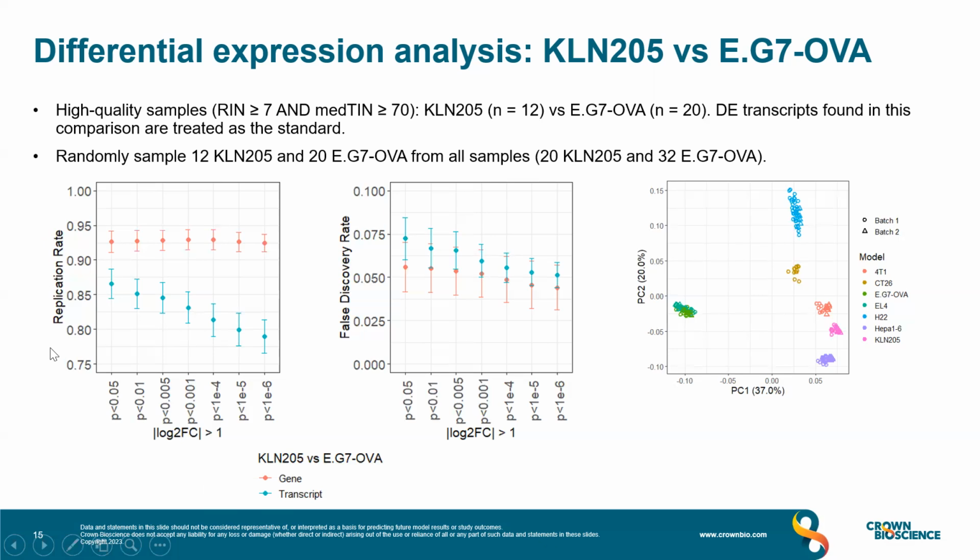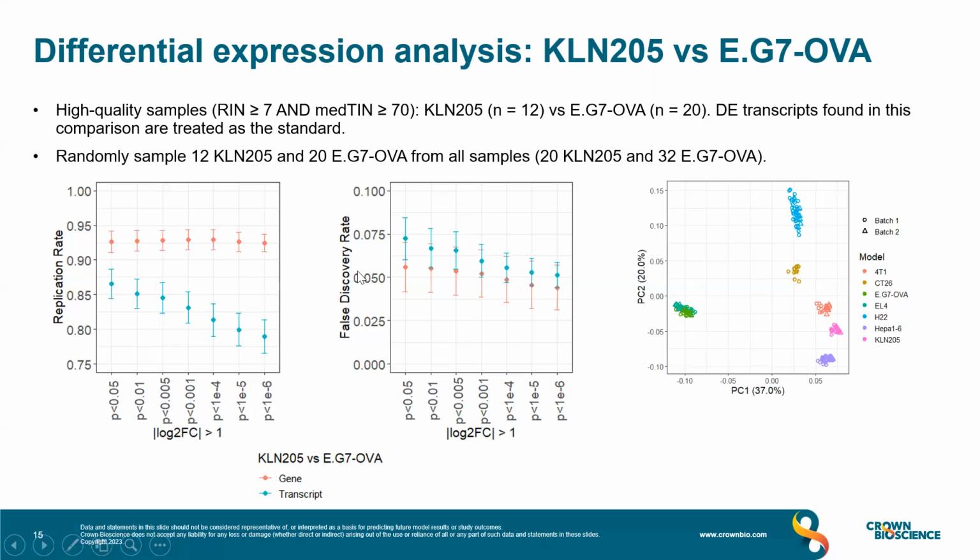Below on the left, the replication rate stands for the proportion of differentially expressed genes that were identified in the standard sets and successfully replicated in the test sets. False discovery rate stands for the proportion of differentially expressed genes that were identified in the test set but not in the standard set, so they are considered false discoveries. Obviously, the higher the replication rates and the lower the false discovery rates, the better, meaning that the impact of RNA degradation on the result of the analysis is smaller.